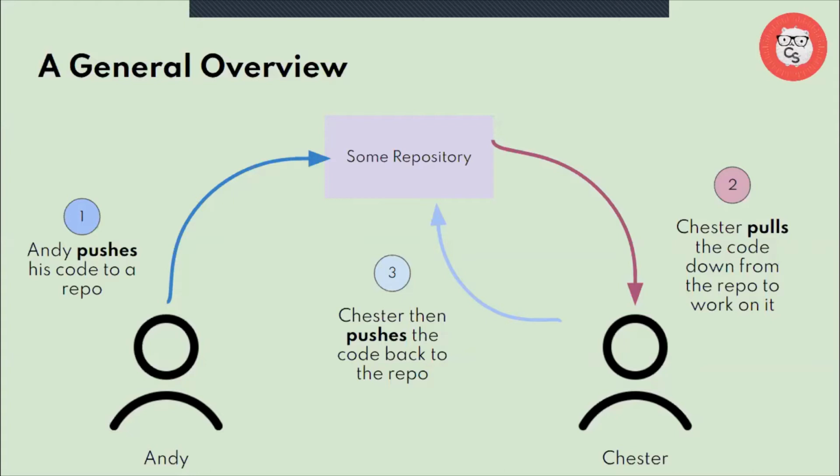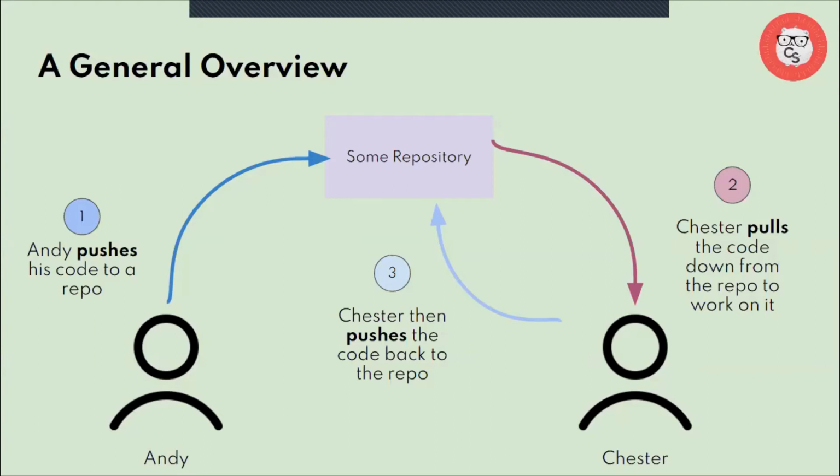And I want to say, hey, I made these changes. Please update it on this website so that if anyone else goes to that website and wants to pull code from that repository, it'll be updated for them. So in step 2, Chester pulls the code down from the repository to work on it. So I pushed my code up to the repository.